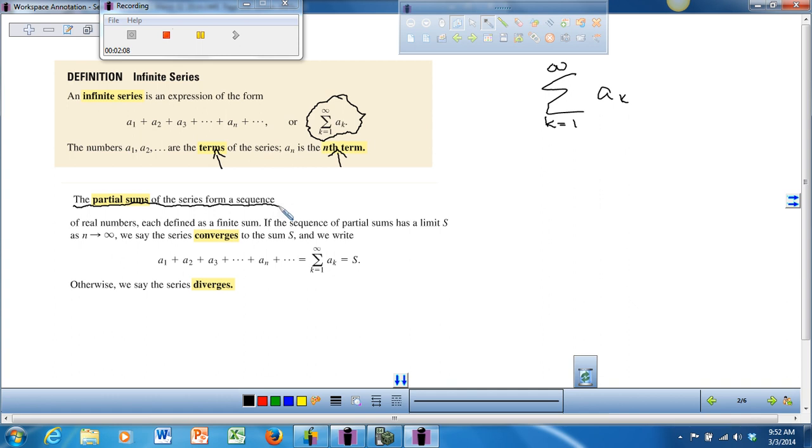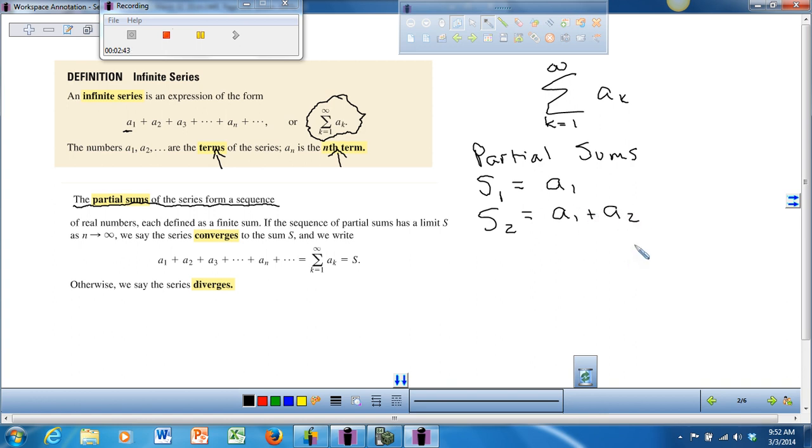So this is from your text. The partial sums of a series form a sequence. All right, so we need to understand what partial sums are. Partial sums are some portion of the infinite series. So s sub 1 would mean the sum of the first term. So if we use this series that we have in our box, what is the first term? It is a sub 1, so s sub 1 would be a sub 1. S sub 2 would be the sum of the first two terms. A sub 1 plus a sub 2.